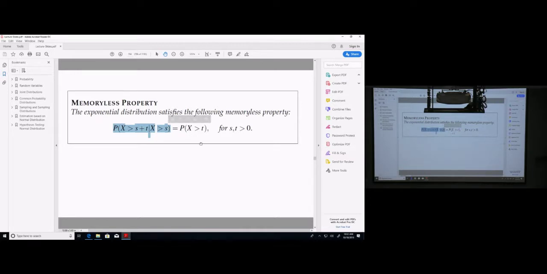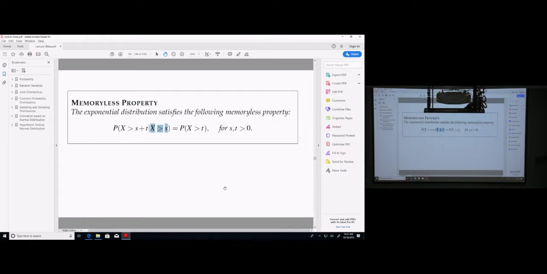Now, a very simple calculation in the next slide shows that this left-hand side, which is a conditional probability, is actually equal to this, meaning that the s has been forgotten. The age of this light bulb has been forgotten. So that is why they call it memoryless. As if you are buying a new one, and you are asking whether this new one will work for at least time t, all right?